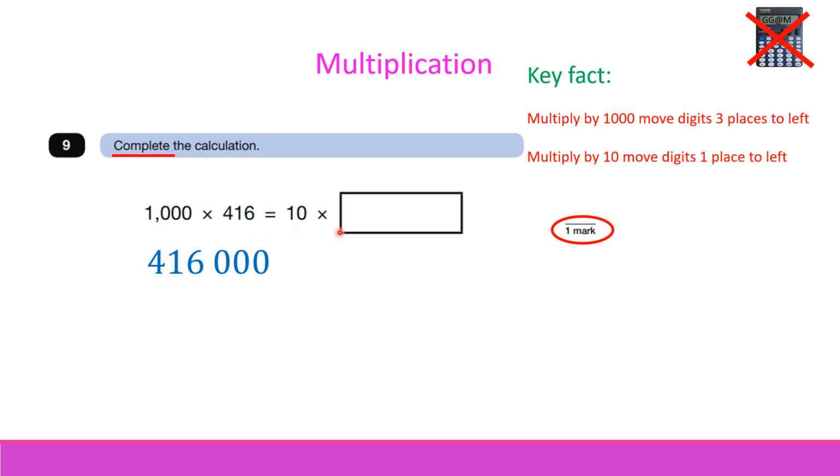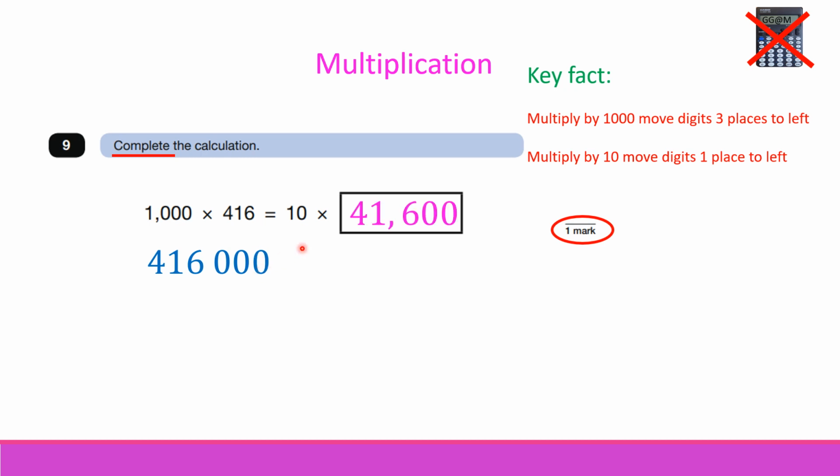Now 10 times some number has got to give me the answer 416,000. So when I multiply a number by 10, all the digits move 1 place to the left. So basically, I've got to do the opposite to times by 10. I'm going to divide by 10. So if I divide this number by 10, the digits are all going to move 1 place to the right. So the 4 becomes here, the 1 becomes to the right, the 6 goes here, this 0 goes down, this 0 goes down, and then the 0 on the end goes the opposite side of the decimal point, so it just disappears.